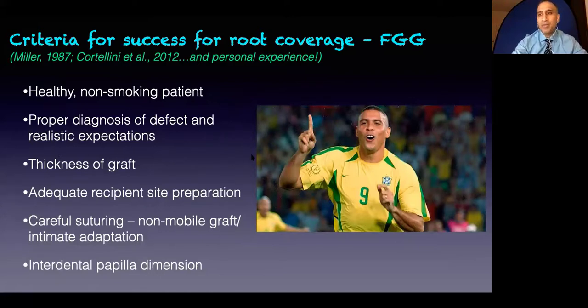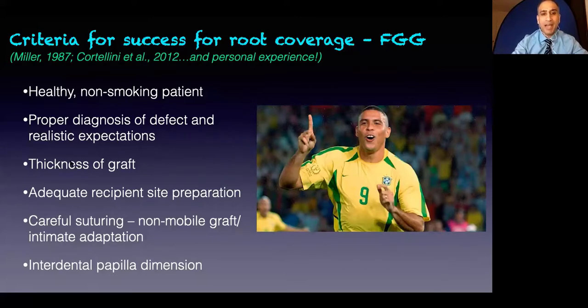We want to make sure that we have a proper diagnosis of the defect and set realistic expectations for the patient. Do I tell every patient with an RT1 or a Miller class 1 or 2 recession that they're going to get complete root coverage? Absolutely not, because even if they get a quarter millimeter showing, it's a failure in their eyes. So what I do tell them though is that certain situations are more amenable to getting maximum root coverage.